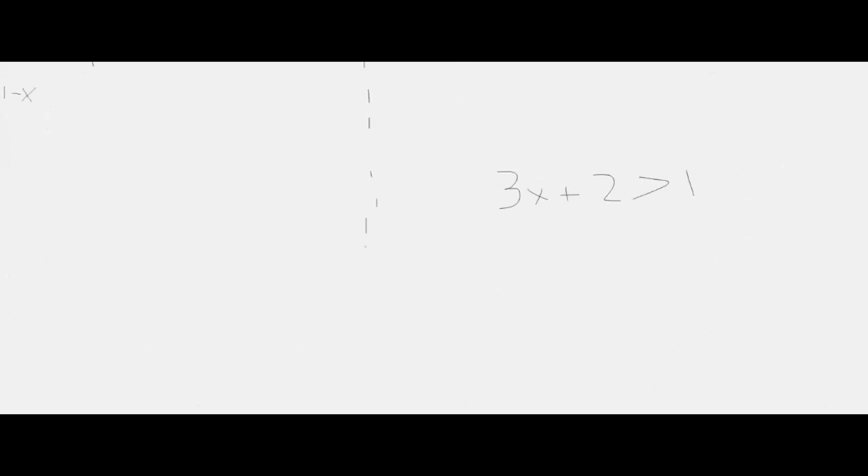Okay, so I'm gonna give you a number. Let's say 3x plus 2 is greater than 1, right? So in this problem, you would do the same thing as before, right? Instead of the equal sign, you put the greater than. Then x has to be greater than -1/3, right? It's very, very simple.